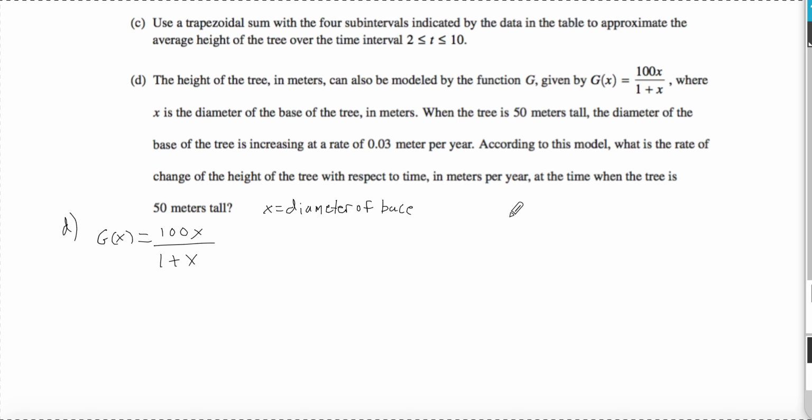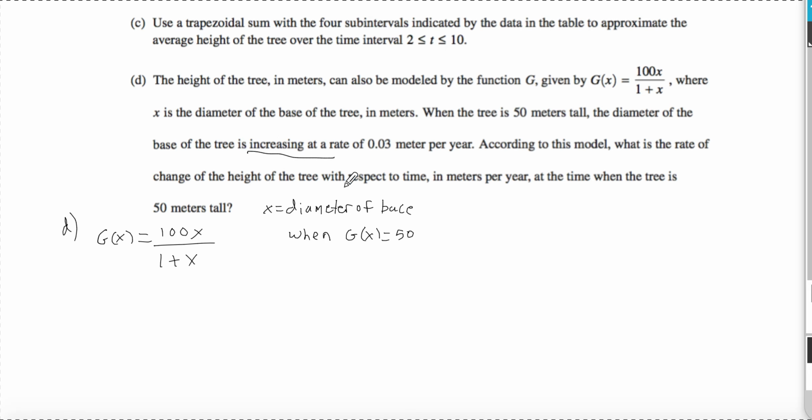When the tree is 50 meters tall, the diameter of the base of the tree is increasing. So we can say this: when the tree is 50 meters tall, so when g of x equals 50, just converting it to math language, the diameter of the base of the tree is increasing at a rate. We're given a rate.